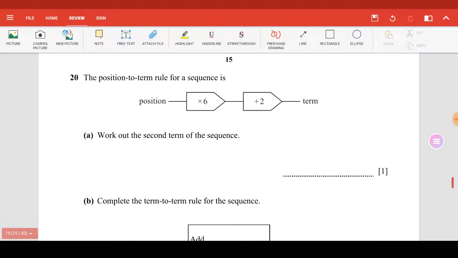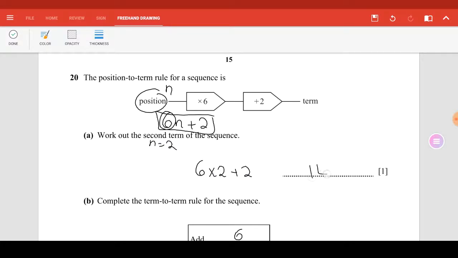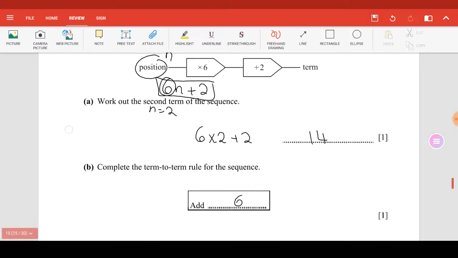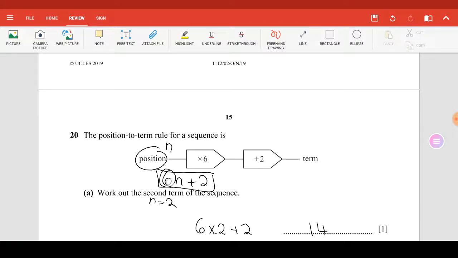The position to term rule for a sequence is multiply by 6. The position is n, so multiply it by 6, 6n, then add 2. It means, as you know, that each time we add 6. So the term to term is add 6. Work out the second term, put n equals 2. So it's 6 multiplied by 2 plus 2. The answer will be 14. Complete the term to term for the sequence. As you know, we add 6.